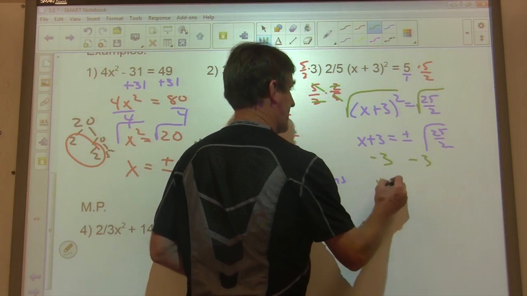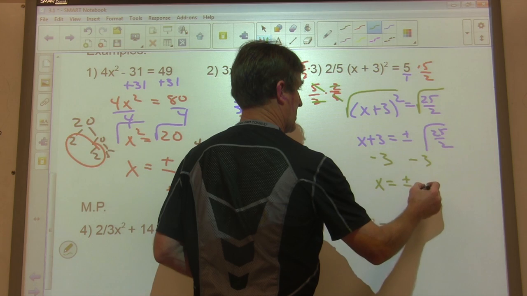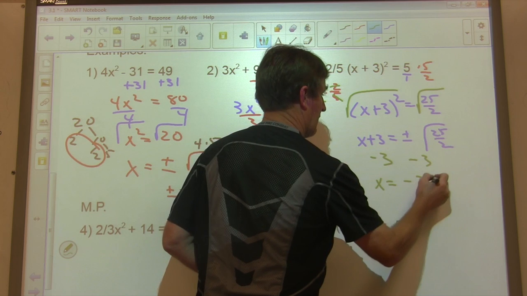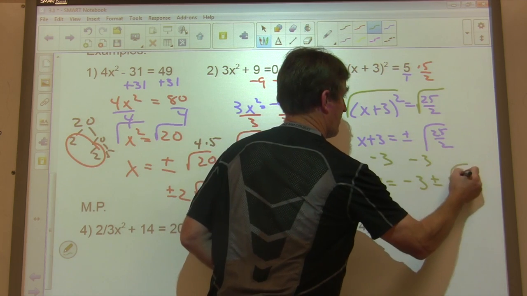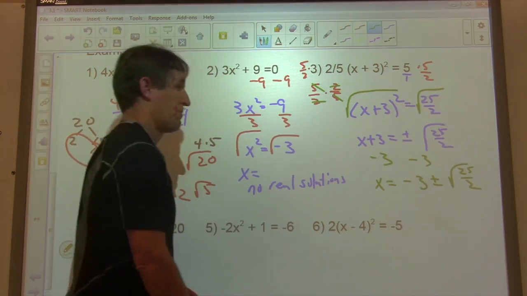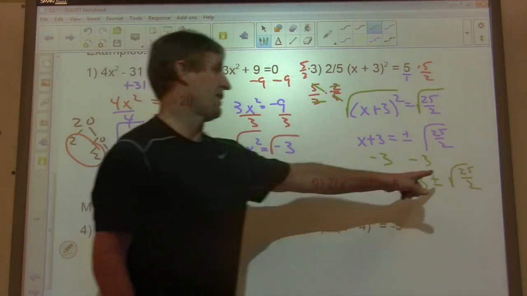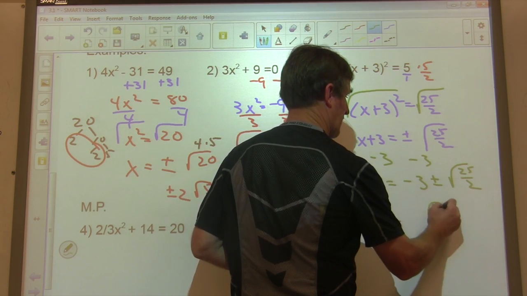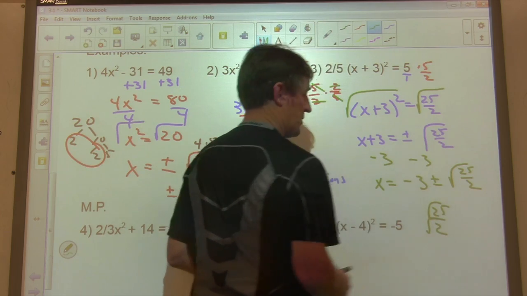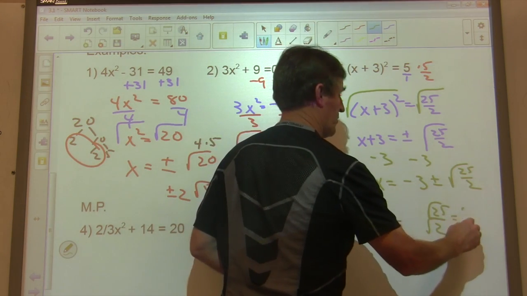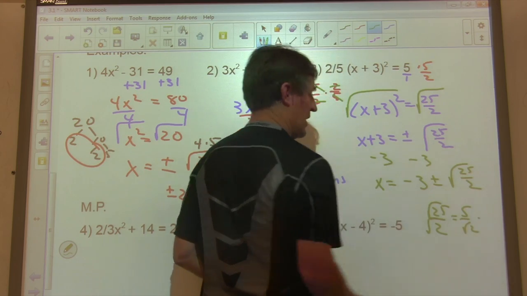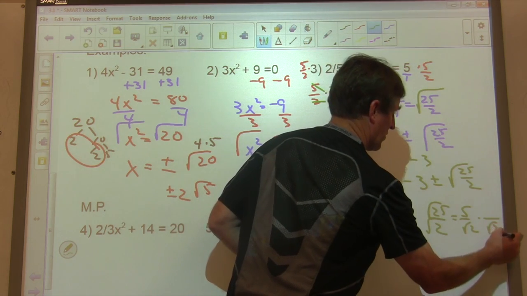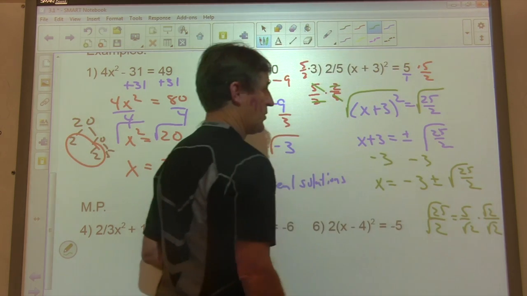And so I get x equals plus or minus, sorry about that, negative 3 plus or minus the square root of 25 halves. So we can't leave it like this. The nice thing is I can break that up into the square root of 25 over the square root of 2. The square root of 25 we can do, so we get 5 over square root of 2. So now remember, all you do is you multiply by this denominator. When we're dealing with square roots, we can do that. Square root of 2 over square root of 2.